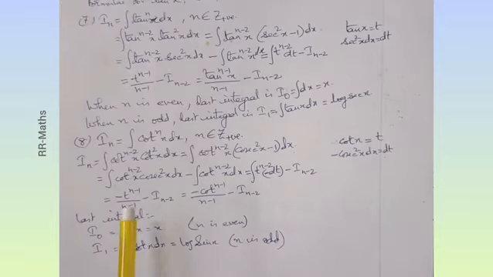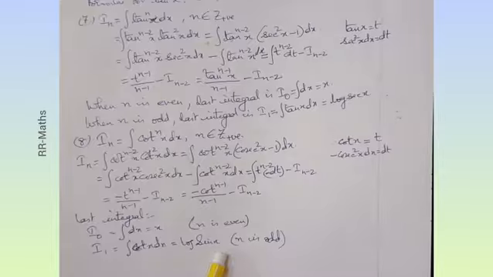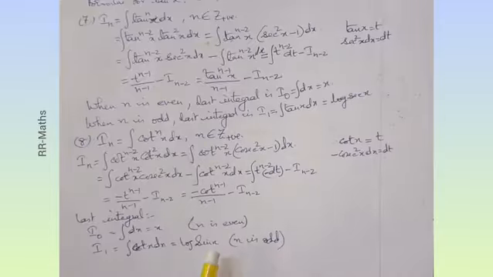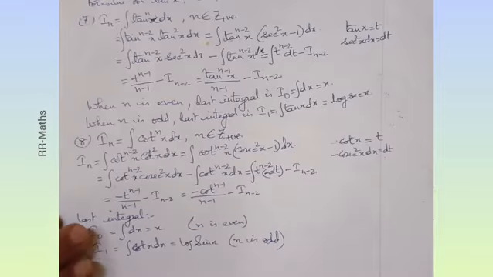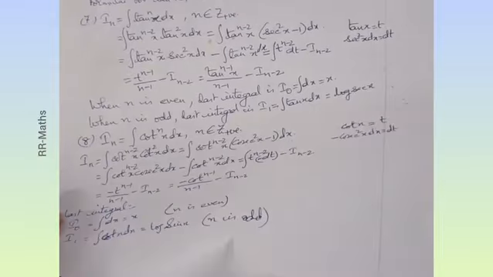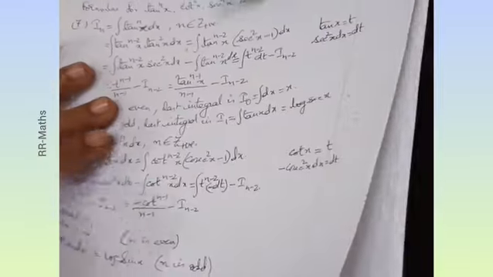The last integral when n is even will be I naught is equal to integral of dx, which is x. And when n is odd, you will have I1, which is integral of cot x dx, which is log sin x. So these are formulas for tan power nx and cot power nx. Next we shall see for secant to the power of nx.